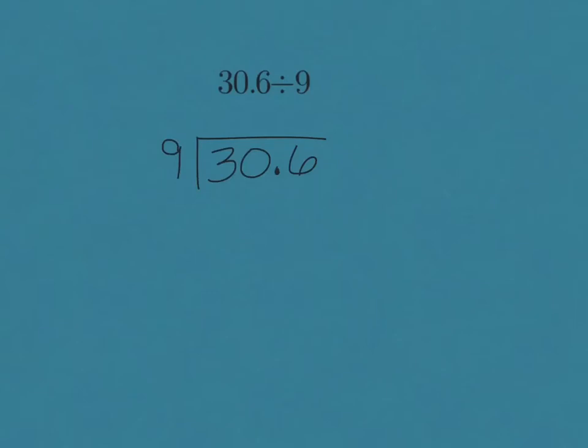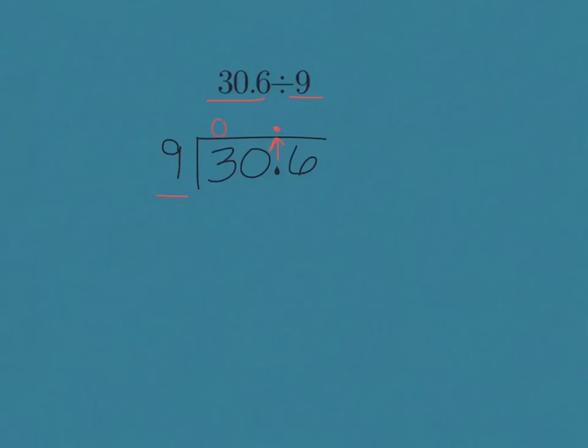Okay, the difference here is we are starting with a decimal point, and the very first thing you need to do when you have a whole number outside and a decimal inside is move that decimal straight up. Now, in the future, we're going to talk about when you have a decimal on the outside, but we're not there yet. Today is just dividing a decimal by a whole number, or a whole number by a whole number. So I've moved that decimal up, and I'm going to divide like normal.